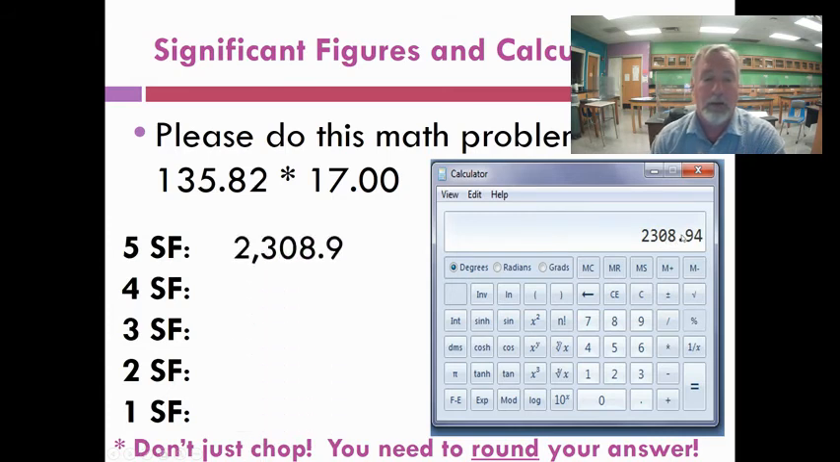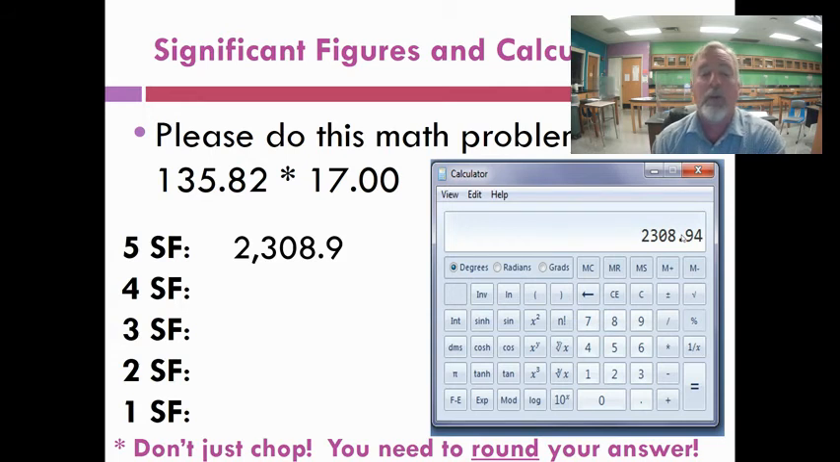So this number to 5 sig figs will be 2308.9. Right? To round it to 5 sig figs, we have to go to our next number, our 6th sig fig, and that'll tell us whether we're going to round our 5th sig fig up or down. 4 tells us we leave it alone. We leave it as 0.9.